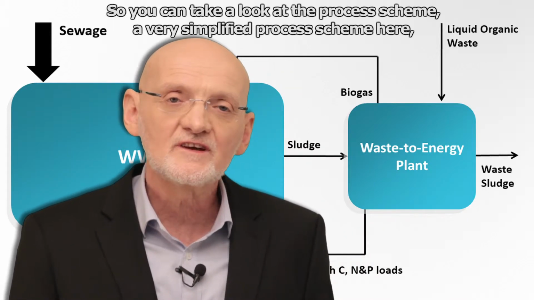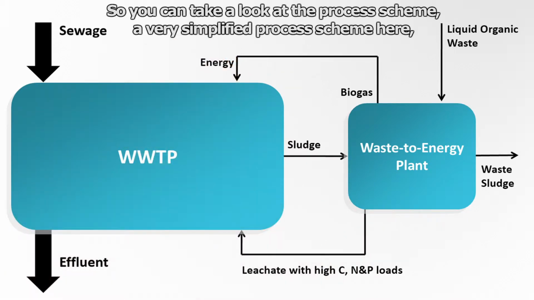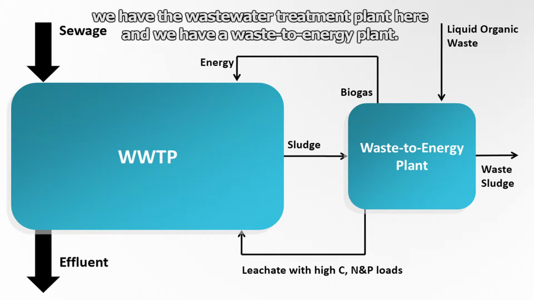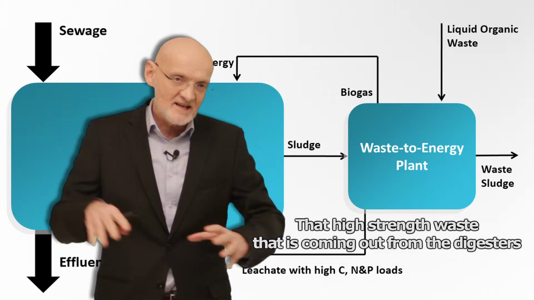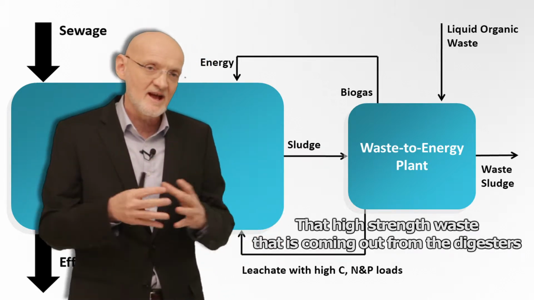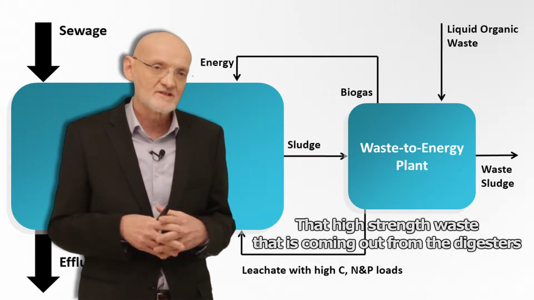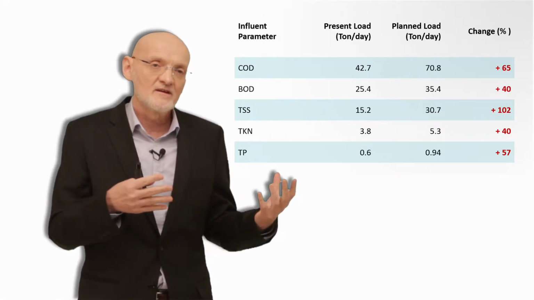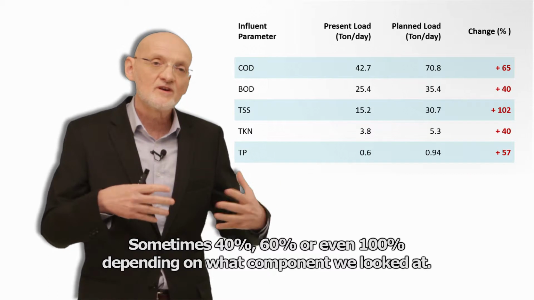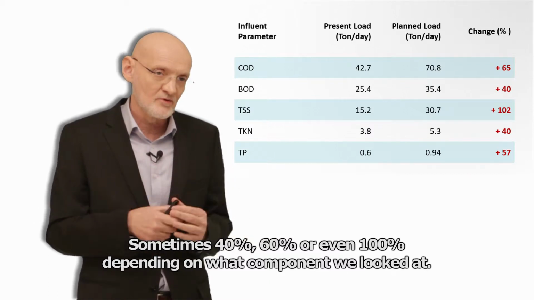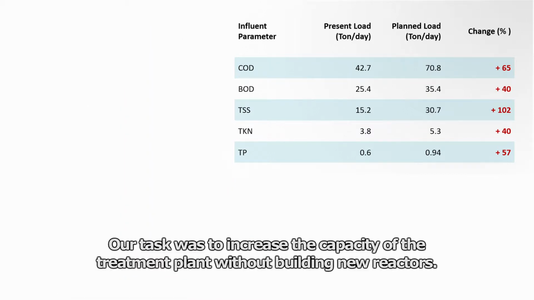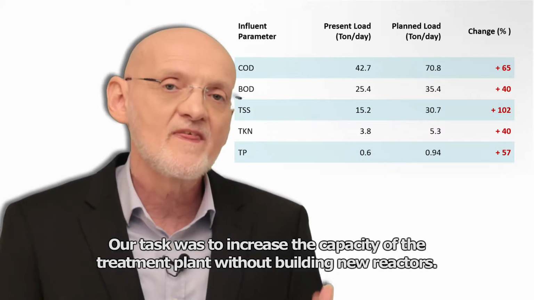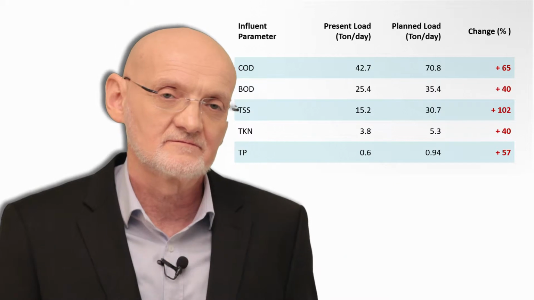So you can take a look at the process scheme, a very simplified process scheme here. We have the wastewater treatment plant, and we have a waste-to-energy plant. That high-strength waste that is coming out from the digestors actually increased the load on the treatment plant, sometimes 40, 60, or even 100%, depending on what component we looked at. And our task was to increase the capacity of the treatment plant without building new reactors.